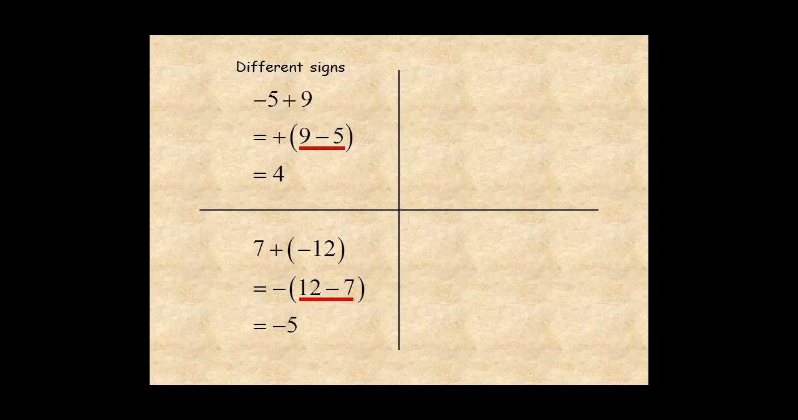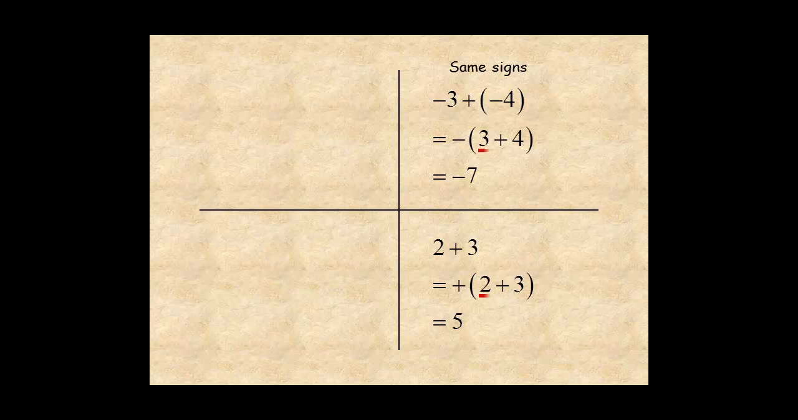The first sum is positive because the positive number has the largest absolute value. The second sum is negative because the negative number has the largest absolute value. To add numbers with the same signs, add their absolute values. The first sum is negative because both numbers are negative. And the second sum is positive because both numbers are positive.